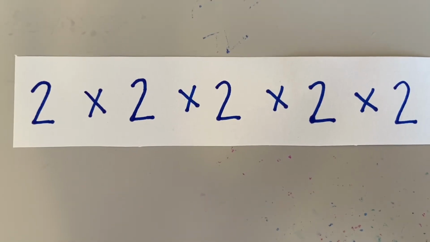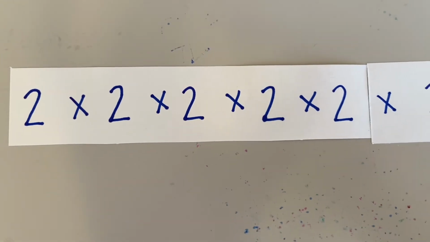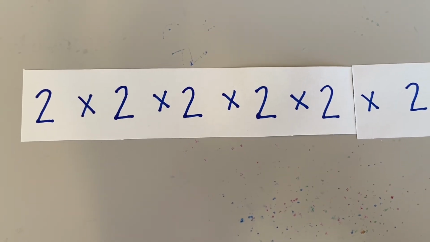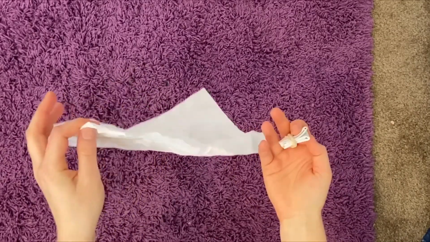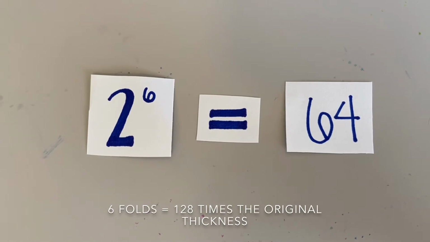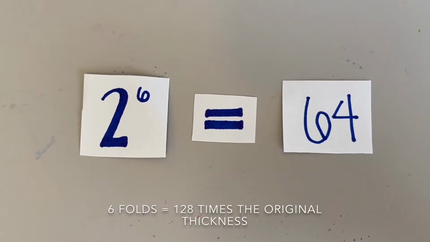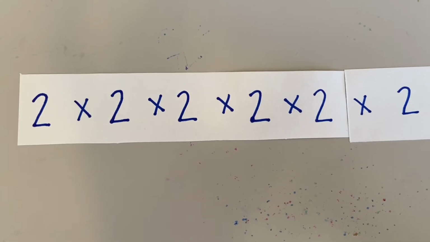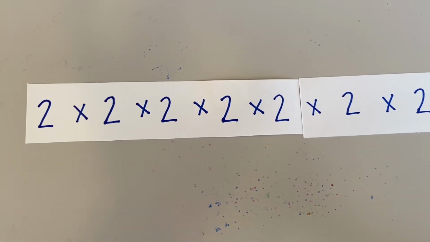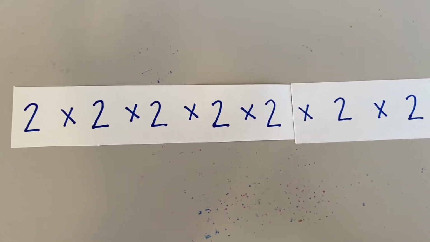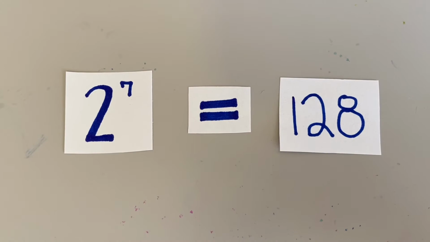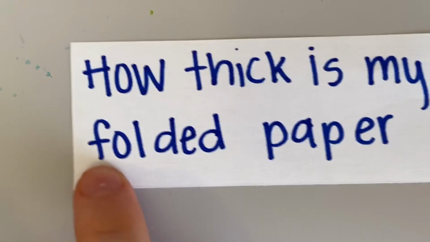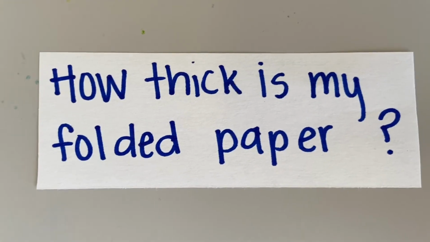So then when I fold it a 5th time, then the new thickness will be 32 times the original. And then when I fold it another time to get 6 folds, this is where I was able to stop on my piece of paper, which means that my piece of paper is now 64 times the original thickness. If you were able to fold it a 7th time, then your new thickness would be 128 times the original thickness. So you're probably wondering now, how thick is my folded piece of paper?